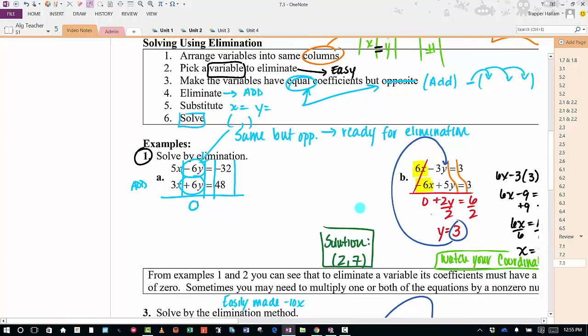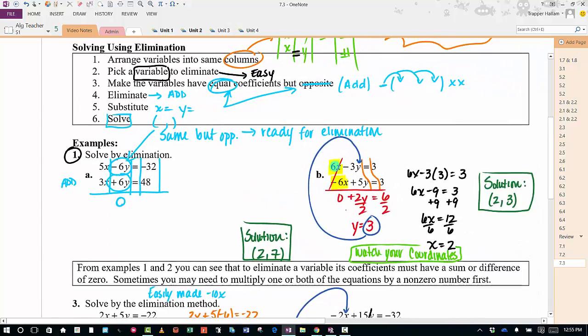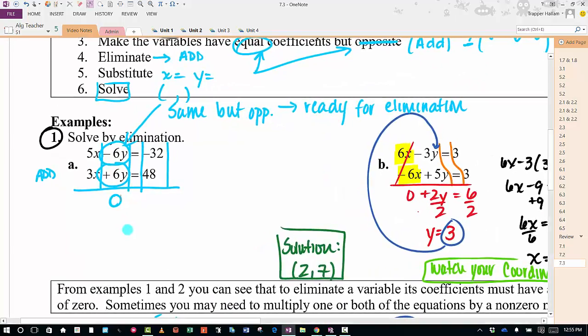Look over here at B. Let me shrink this down. Look over here at B. Again, look, 6x, the opposite of 6x, negative 6x. They must turn to 0. You have to get rid of one of the variables, otherwise you can't solve it. So your goal is to make one variable turn to 0. In this case, we chose the y.